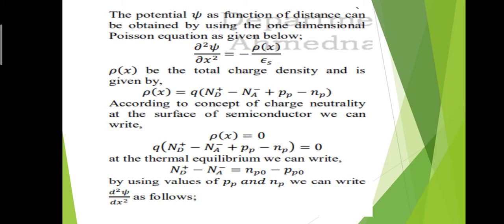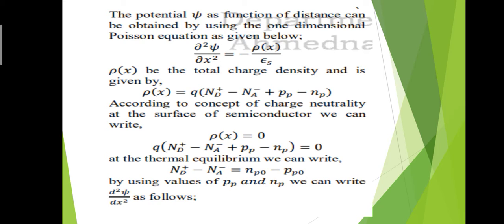So del 2 psi by del x square is equal to minus rho of x divided by epsilon s, where epsilon s is for the semiconductor. So here we take suffix s. Rho of x is the total charge density and is given by rho of x equal to q into (Nd plus minus Na minus plus Pp minus Np), where Pp is the concentration of holes and Np is the concentration of electrons. Due to the electron there is a negative sign for the Np. Again Na is the acceptor concentration and Nd is the donor concentration.